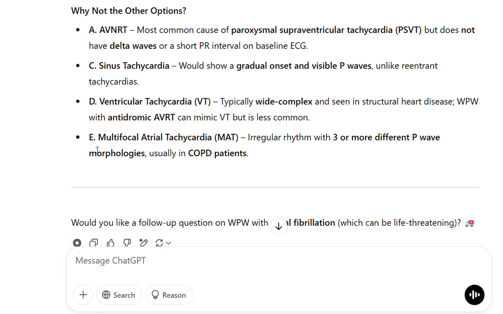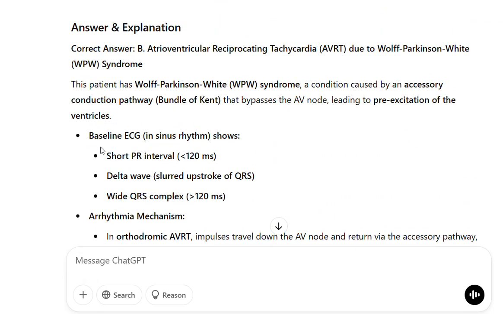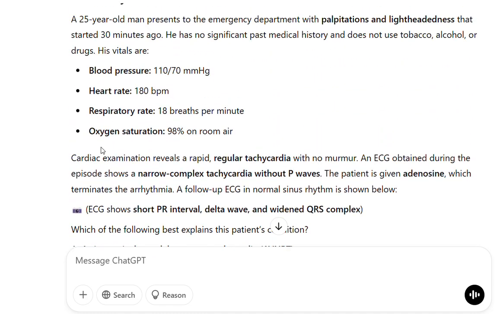Definitive USMLE style question. A 25-year-old man presents to the emergency department with palpitations and lightheadedness that started 30 minutes ago. He has no significant past medical history and does not use tobacco, alcohol, or drugs. His vitals are blood pressure 110/70 mmHg, heart rate 180 BPM, respiratory rate 18 breaths per minute, oxygen saturation 98% on room air.